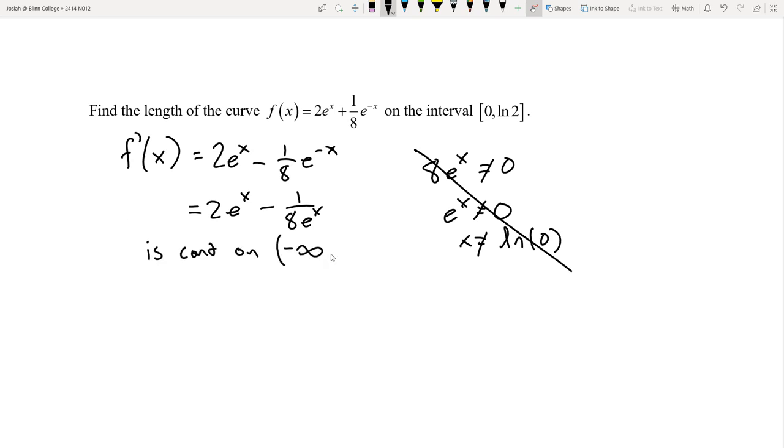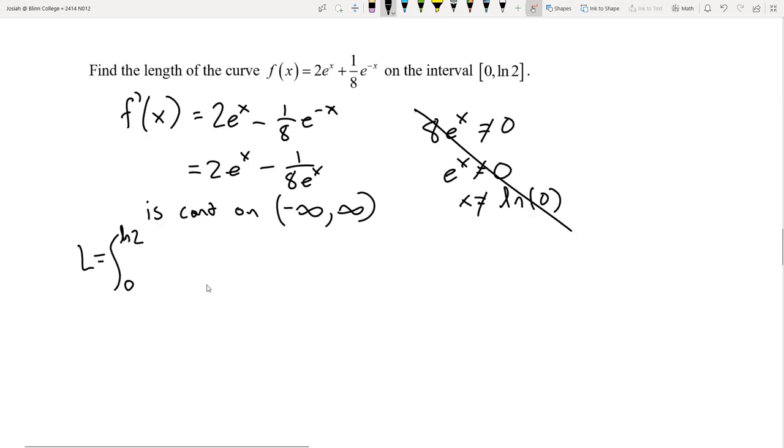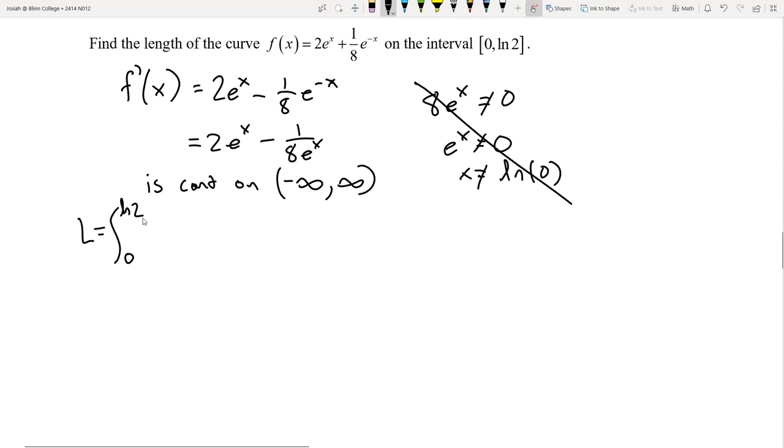So it's continuous on negative infinity to infinity. So we can proceed to finding the arc length. We'll go from 0 to natural log of 2. And I use a cursive L for my natural logs, just so that it doesn't look like an absolute value bar or a 1 or something like that. I advise you to just make it look different. Right, so we'll have root 1 plus our entire first derivative here squared.